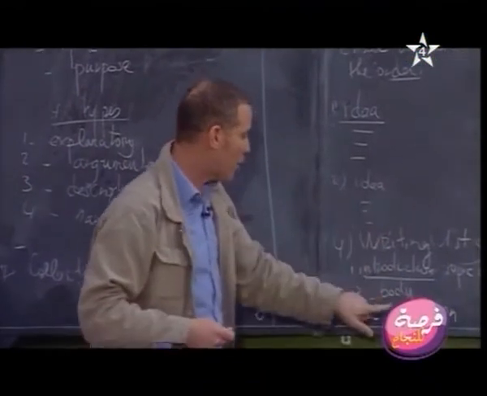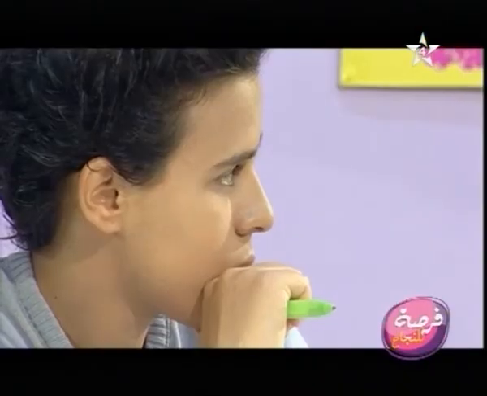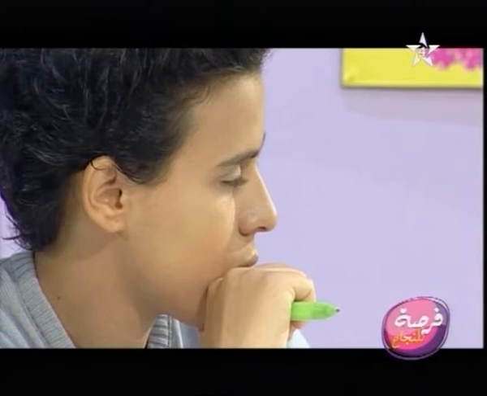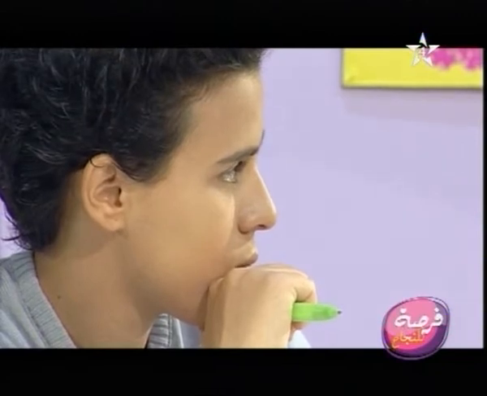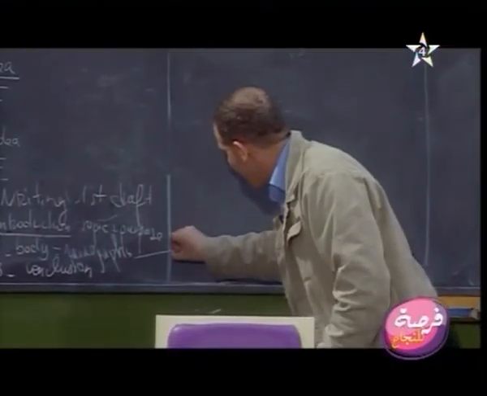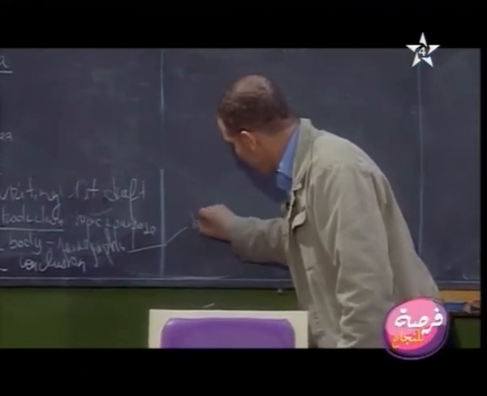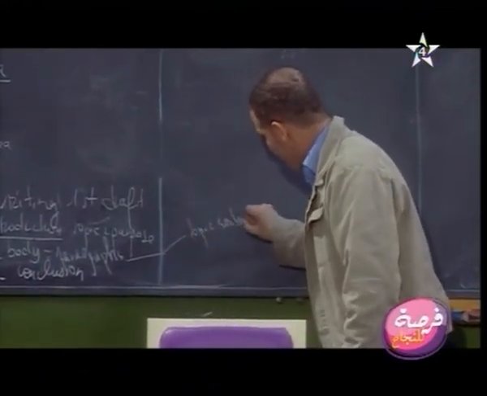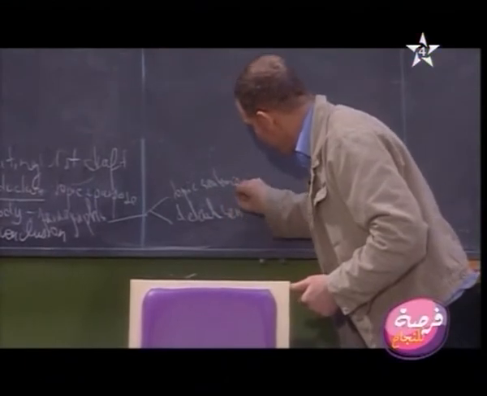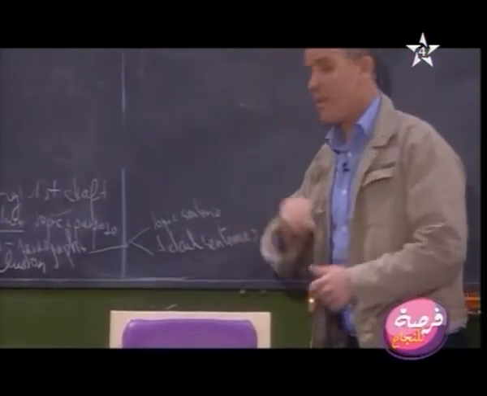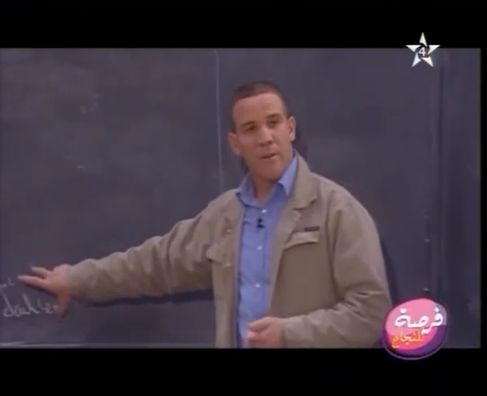You are going to write a couple or 3 ideas that you are going to develop where? Body. In the body. The body is made of what? Paragraphs. That's good. My paragraph is made of what? A topic sentence. Plus what? A topic sentence in the paragraph, and that's all? No. What do you need? You need detail sentences. That's right.